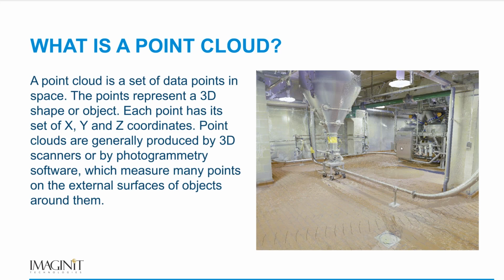All right, so we have to ask ourselves, what is a point cloud? Essentially, a point cloud is just a series of points that end up representing an object in a real space. Each point has its own set of X, Y, and Z coordinates, and the clouds are generally produced, as we just spoke about, by laser scanners and photogrammetry software, and the points are on the external surfaces of the objects around them. So one of the common misconceptions, with the exception of radar, is that these things can see through walls. They can't. They see up to where the object is, and then they stop.